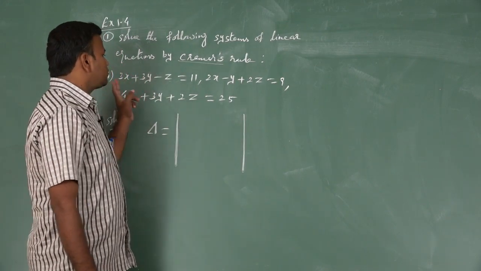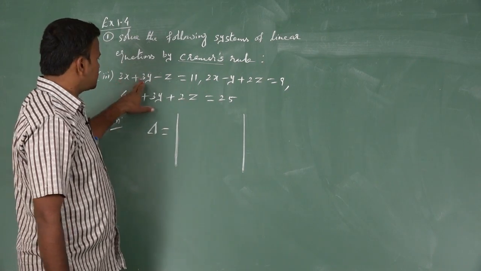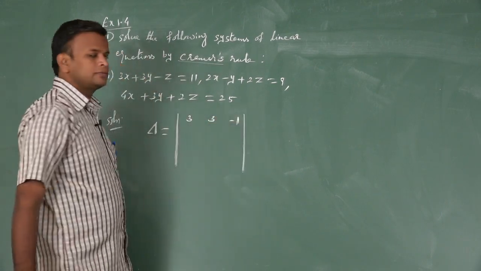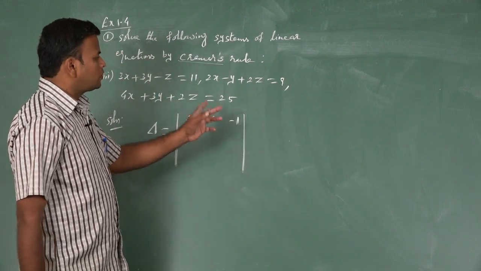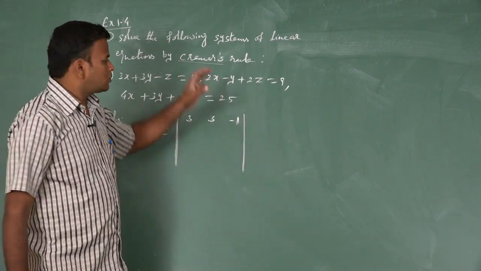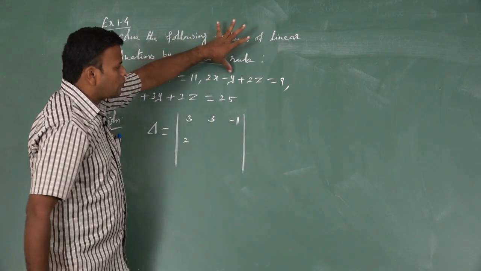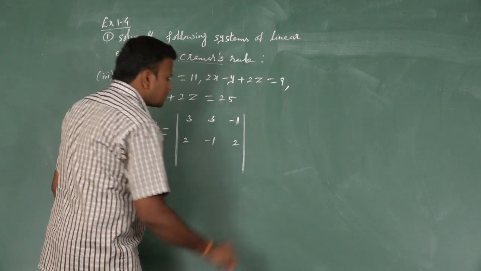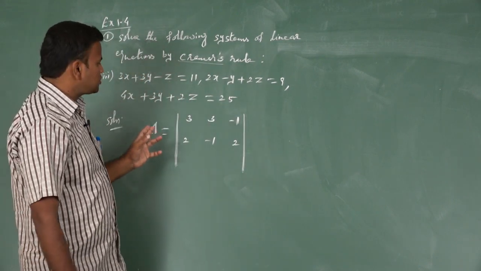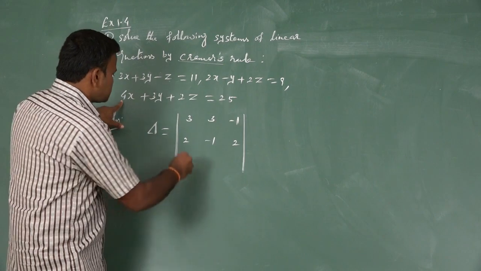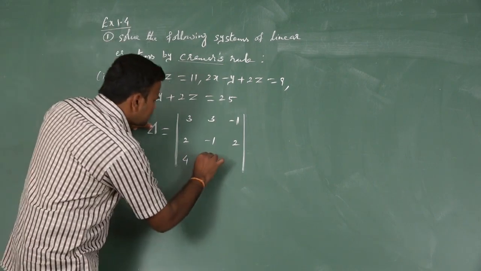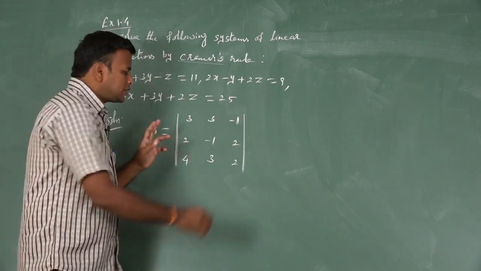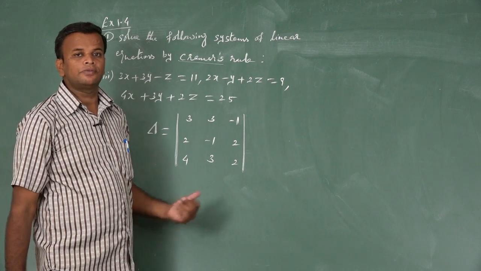The first equation, coefficients of x, y, z: 3, minus 1, 3. Next, second row, coefficients of x, y, z in the second equation. Coefficient of x is 2, coefficient of y is minus 1, coefficient of z is plus 2. Second row over. Now the third row, coefficients of x, y, z in the third equation: x is 4, y is 3, z is 2. Important: del to del z, all values are within the determinant symbol.